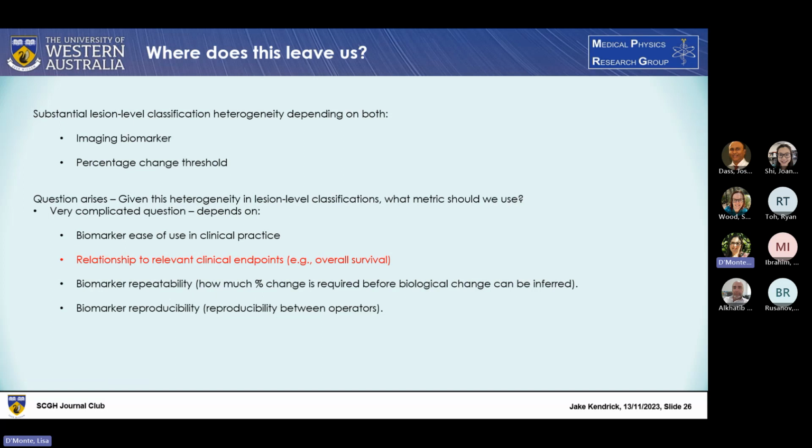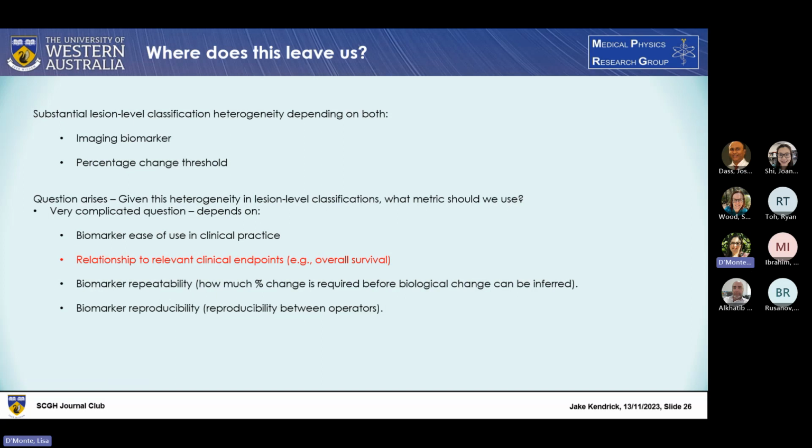Obviously, one other important factor, which is the subject of this study, is relationship to relevant clinical endpoints, so overall survival, right? So if you use these lesion level progression classifications, put them into a patient level summary and assess the relationship with overall survival, obviously you'd want the one that's most prognostic, or at least that's going to be a factor in determining which biomarker you want to use. As I was just mentioning before, repeatability is also important.